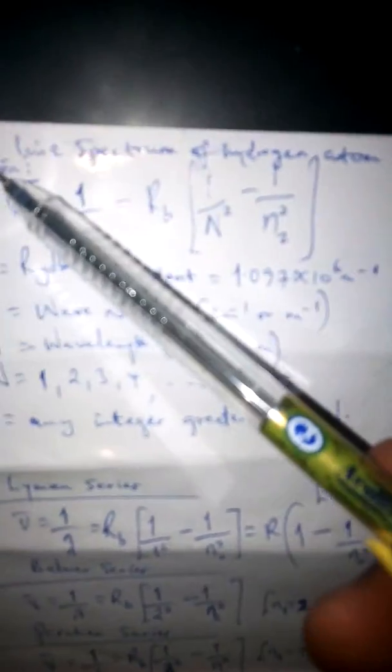Watch here. The line spectrum of the hydrogen atom is given by the equation. This is the wave number, equal to 1 over wavelength, equal to R_H. This R_H simply means the Rydberg constant, which is equal to 1.097 times 10 raised to power 7 per meter.